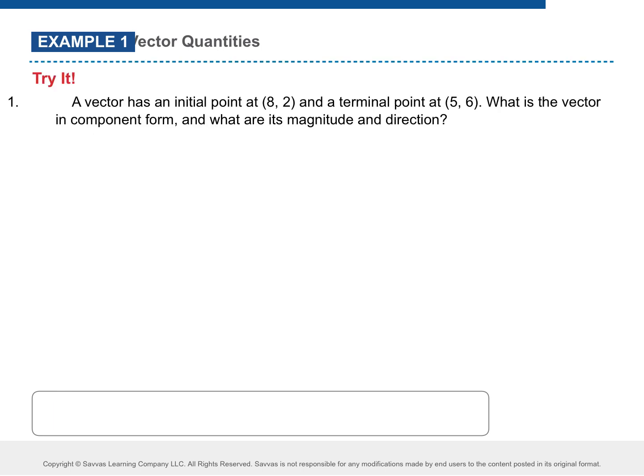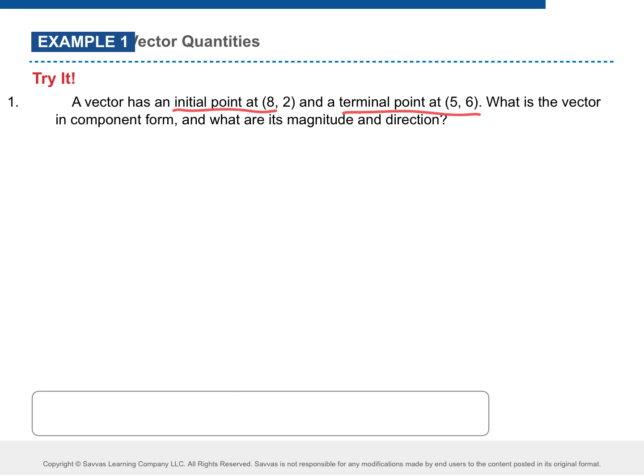All right, so on your example 1, how do I know which one's the initial, which one's the terminal? It tells you, right? So that's given to you. Those will usually always be given to you, okay? So how do I find the component form that it's talking about? How do I find the component form of the vector?